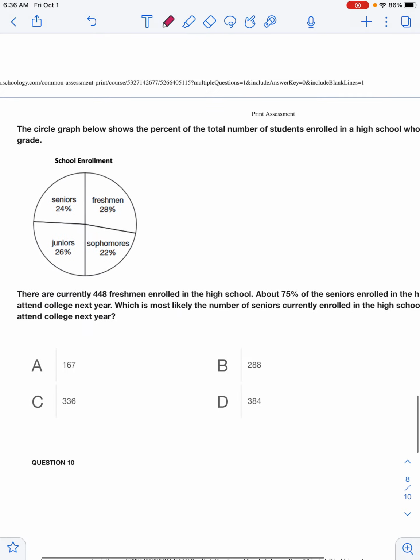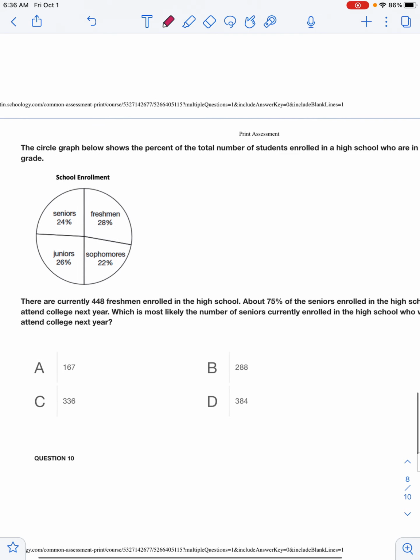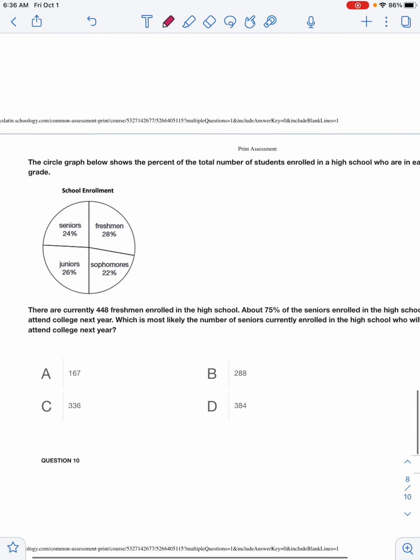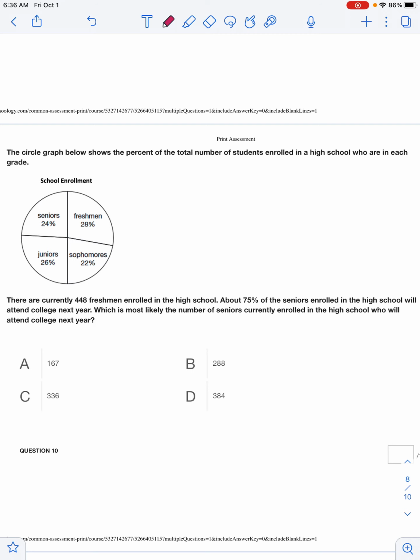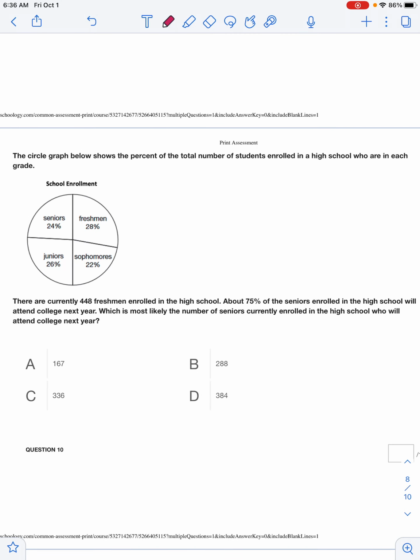Question 9 says the circle graph below shows the percent of the total number of students enrolled in a high school who are in each grade. There are currently 448 freshmen enrolled in the school, and about 75% of the seniors enrolled will attend college next year. What is the most likely number of seniors enrolled in high school who will attend college next year?